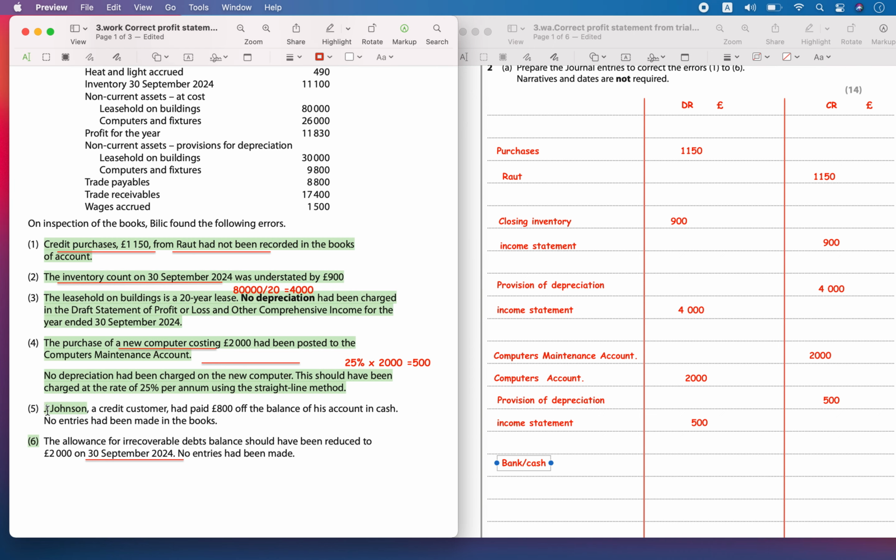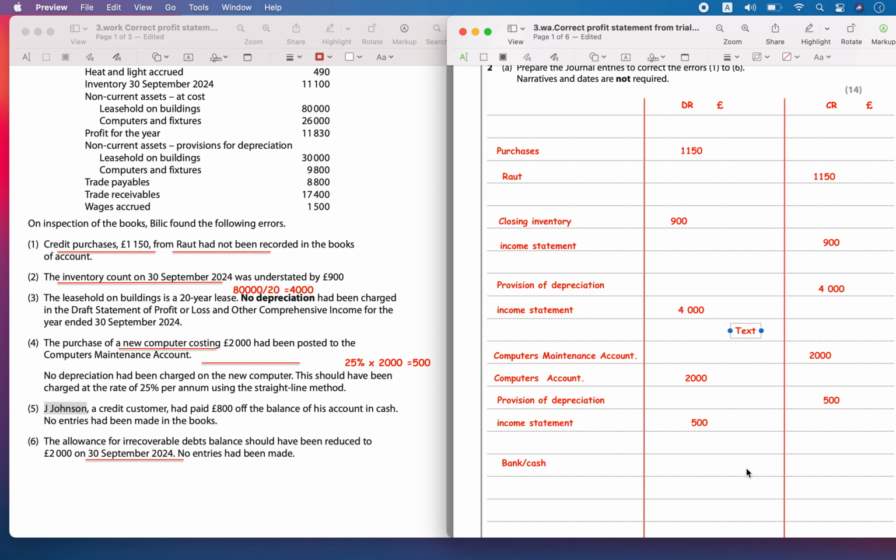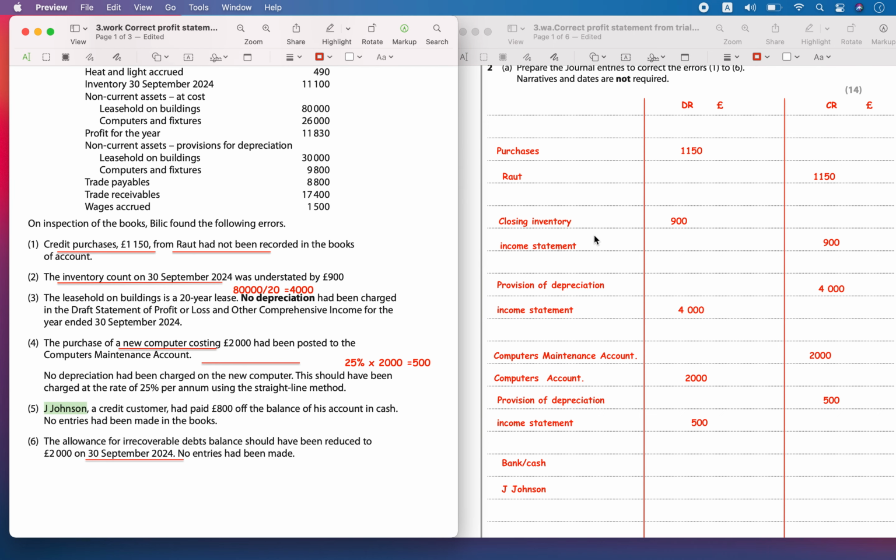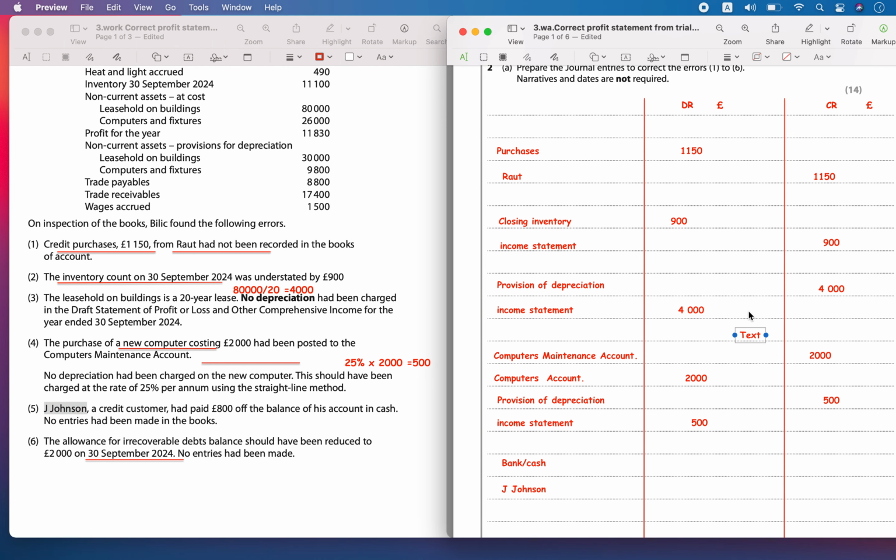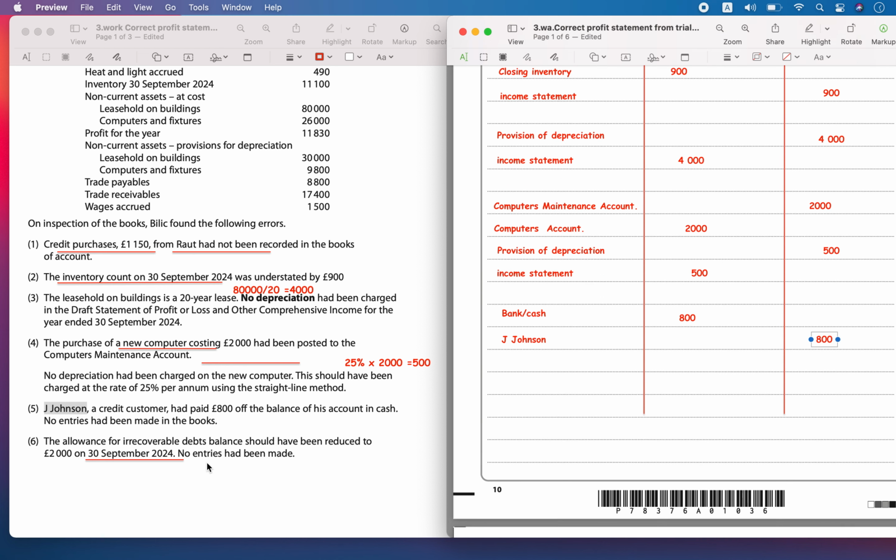This person J Johnson's account we also have to update. He's a credit customer, so it's trade receivables. These are the two accounts that are going to get affected. Cash of 800 has been received, so it will come into the bank or cash on this side, debit. And then you will also have to update the J Johnson customer account.